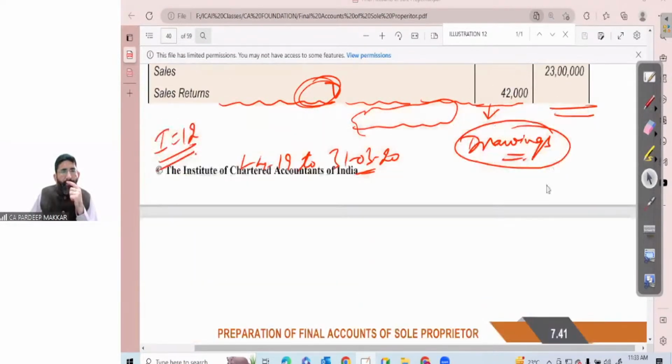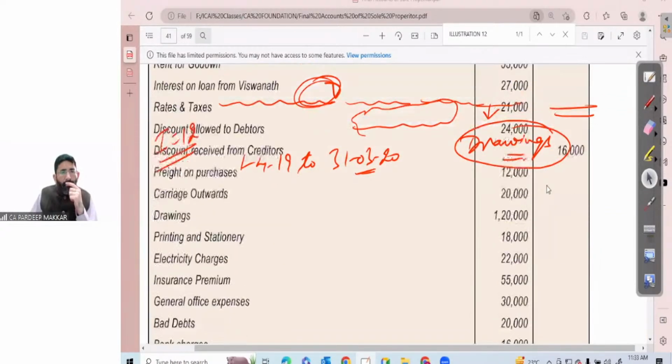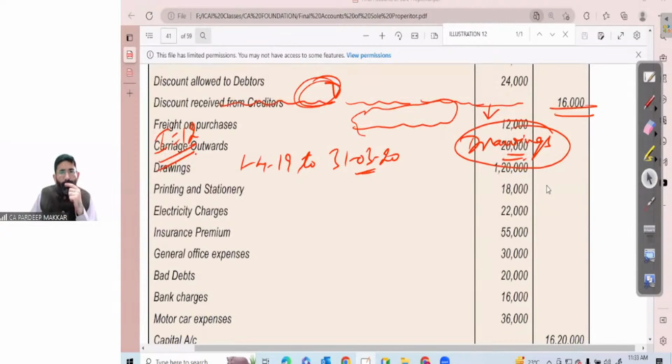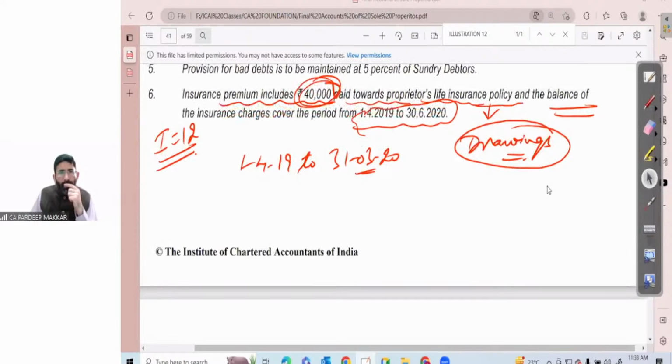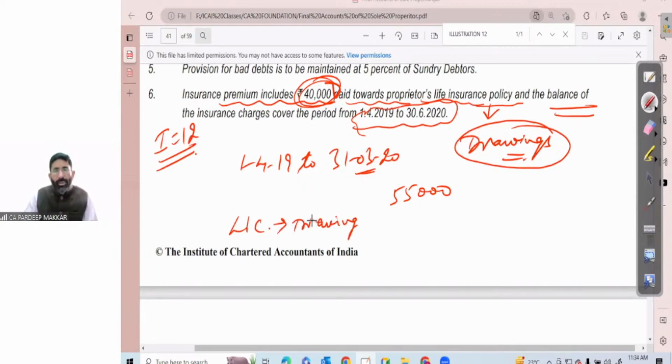Insurance premium is given to you, it is 55,000. That's it. So this amount of rupees 55,000 which is given to us includes LIC that will be added in drawings. It will be deducted from the premium and added in drawings. This is 40,000 rupees. So dual treatment is already made. One, it will be deducted from the insurance premium in the profit or loss account, 40,000 rupees. Simultaneously, it will be added in drawings. So two treatments are done.